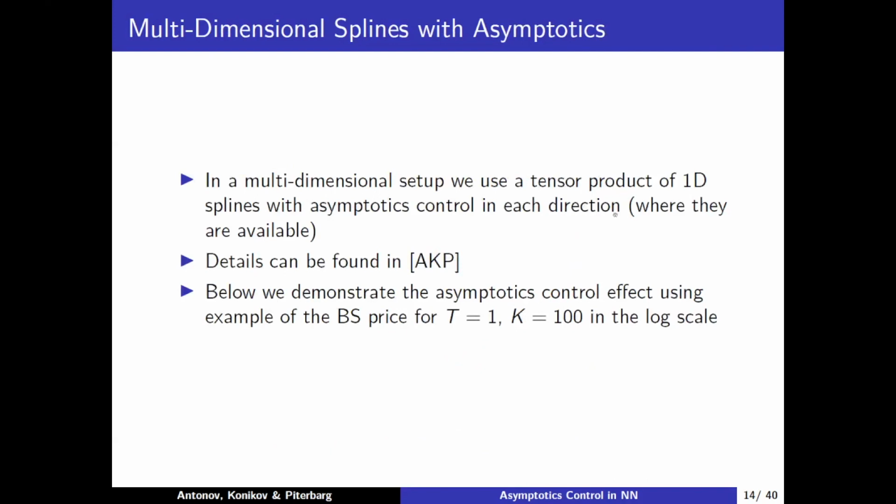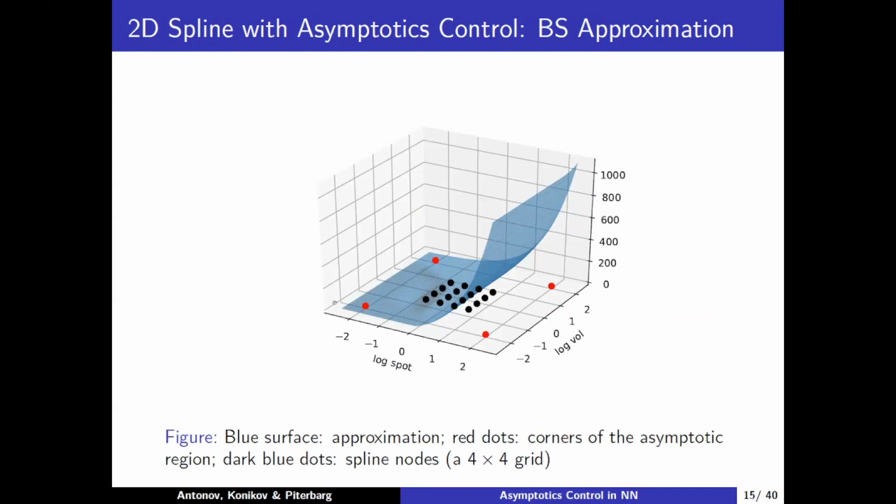In the multi-dimensional setup, we use a tensor product of one-dimensional splines with asymptotic control. Again, you can find details in our paper, and we can demonstrate asymptotic control effects using the example of the Black-Scholes price for strike equal to 100 and time equal to 1 in the log scale. So this is the two-dimensional Black-Scholes price. This is your log spot, and here's the log vol. The blue points here are the nodes of the spline, where it fits. The red points are where asymptotics start. We suppose that we know asymptotics outside of this region. So we glue these asymptotics to the spline to get something like that. We see that all is smooth with some imperfection, for example, here. So let's see what happened with errors.